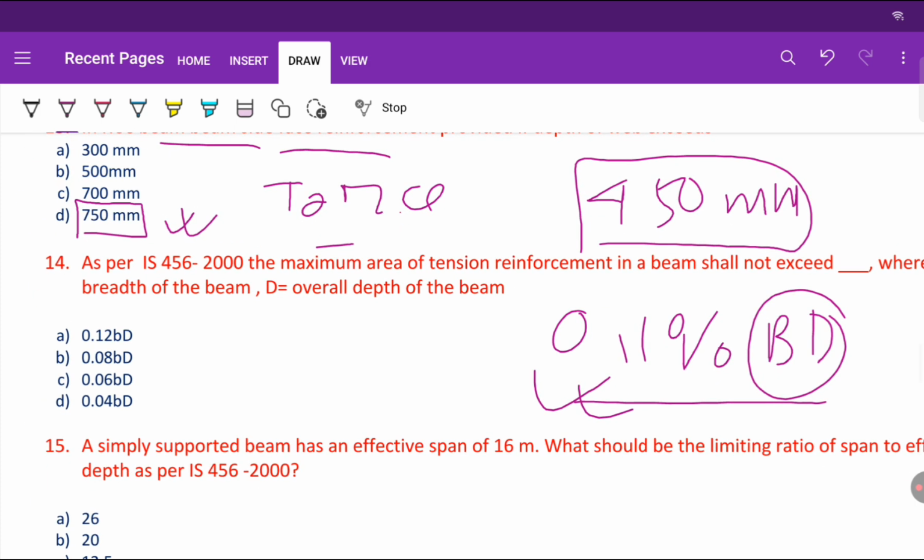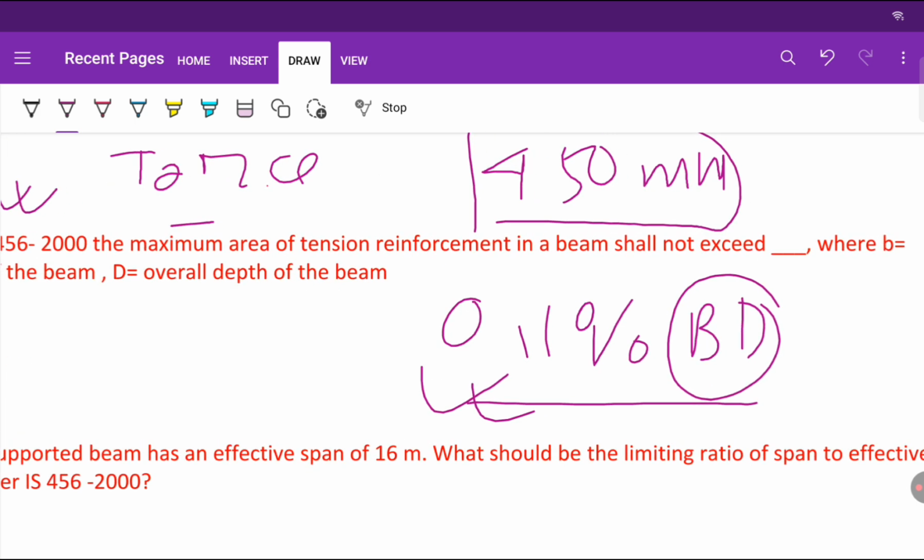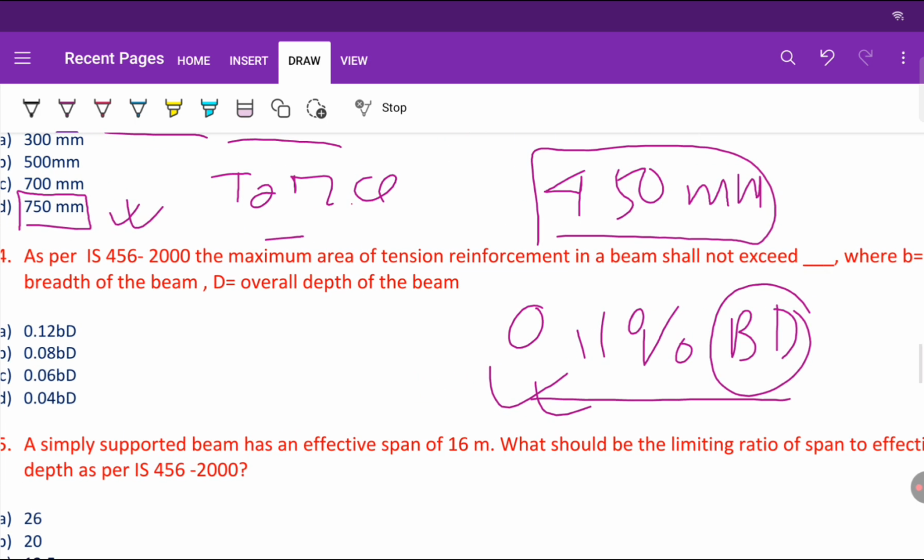Now the next question is, as per IS 456, the maximum area of tension reinforcement in a beam shall not exceed, where B is the breadth of the beam, D is the overall depth of the beam.